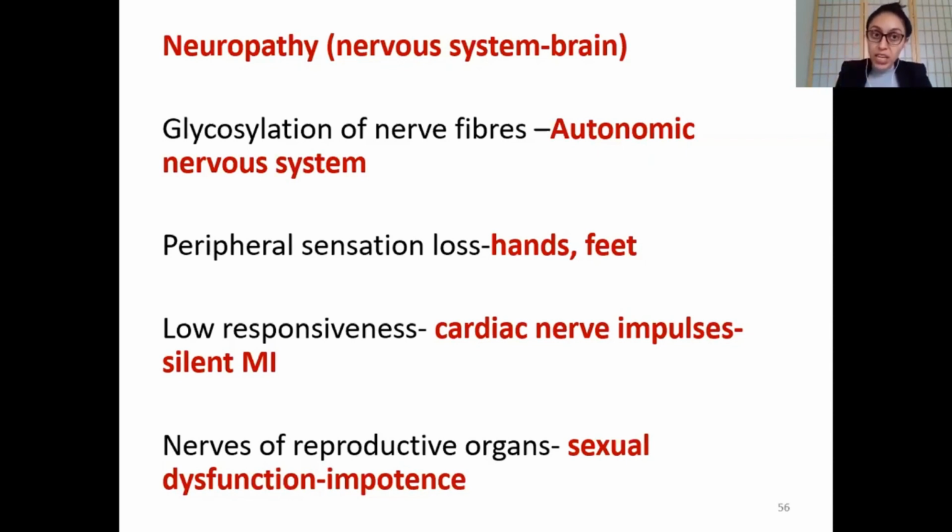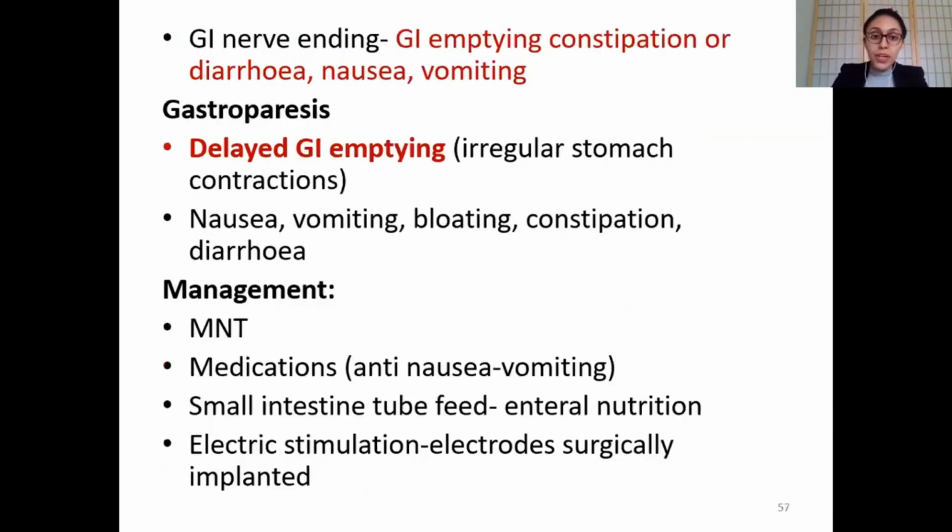And guys, glycosylation of your GI system. The neurons surrounding your gut, as I said, there is a neuronal system surrounding your GI tract that gets glycosylated. That is when you have conditions such as gastroparesis. Now when you have glycosylation of the nerve endings of your reproductive organs, that is when you have sexual dysfunction happening, such as impotence. Oh, so yes, I covered it over here.